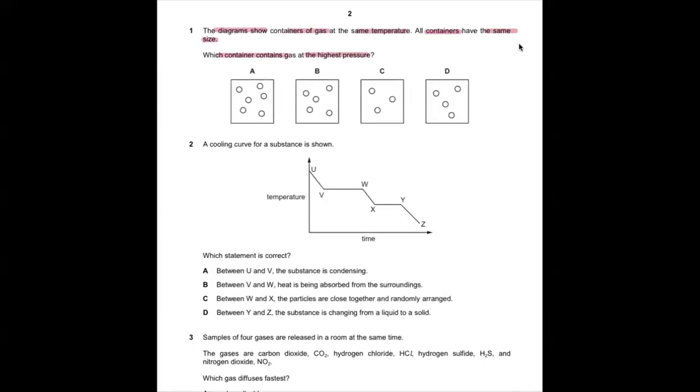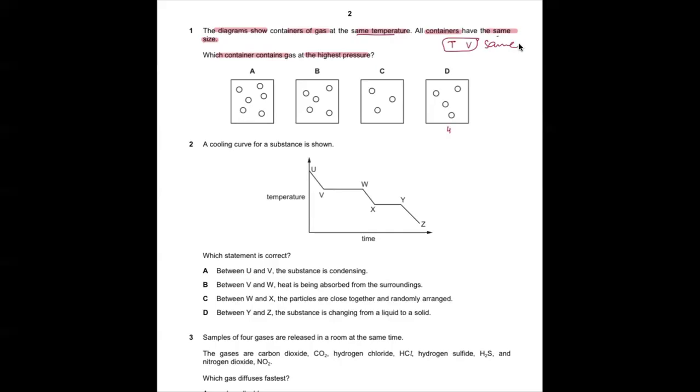So if you see over here that they all have the same temperature, so the temperature is same, right? They all have the same size, so it means volume is same. But they are asking you which one has the highest pressure. So if these two are same, it means neither temperature nor volume is responsible for the pressure being highest. So it means it's the number of molecules in each one.